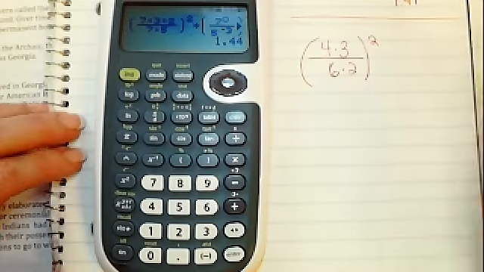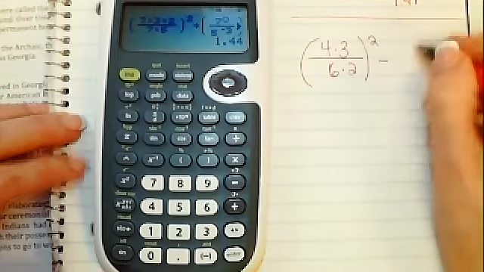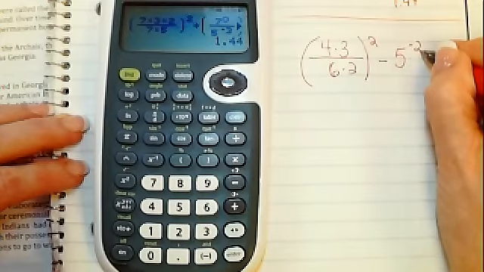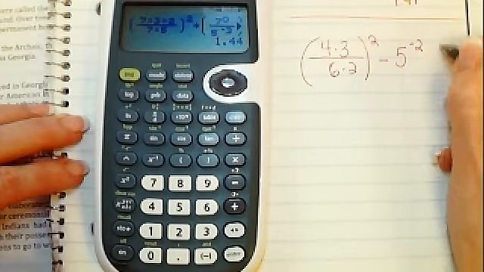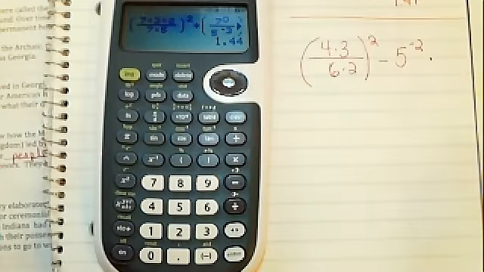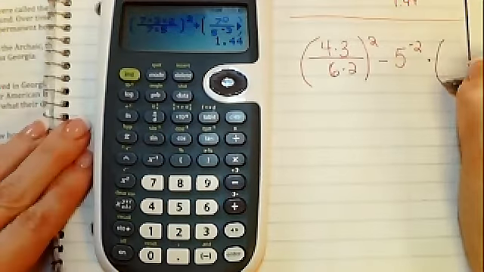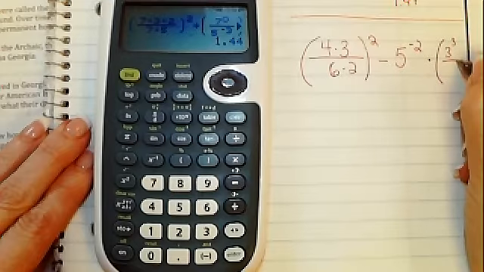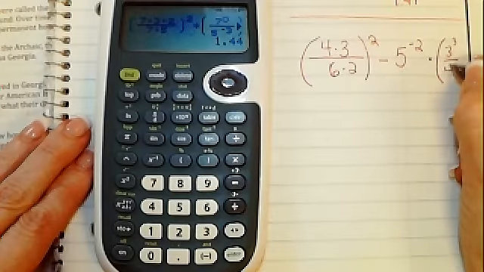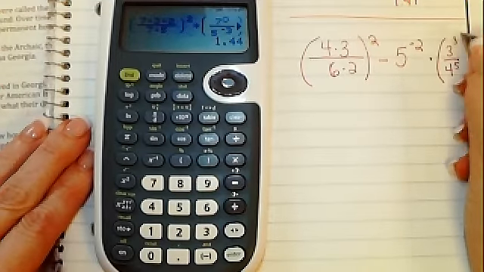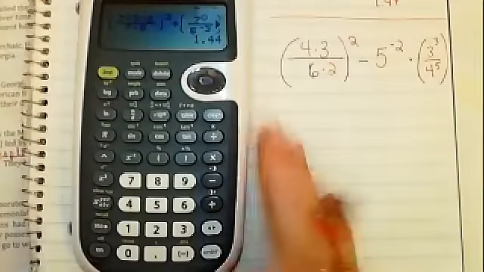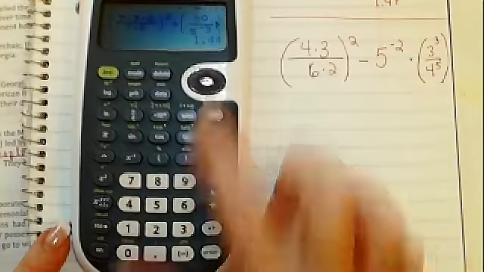We'll do minus 5 to the -2 times, let's say 3 to the 3rd over 4 to the 5th. All right, y'all put that in your calculator and let's see what you get.